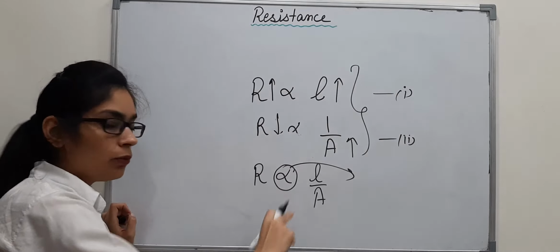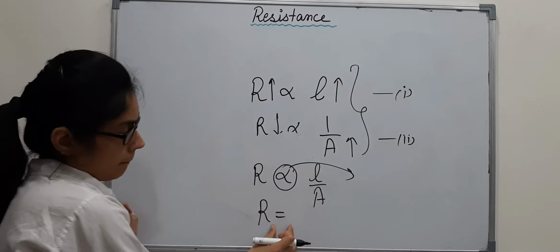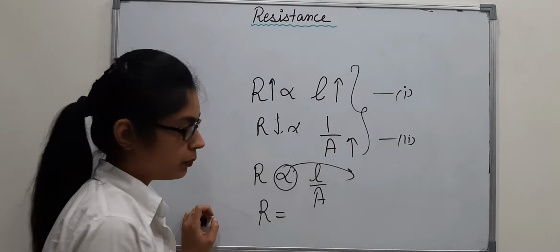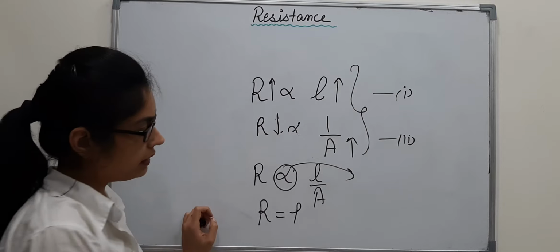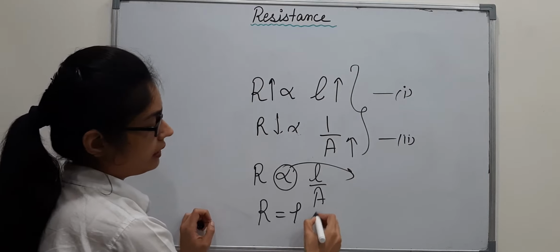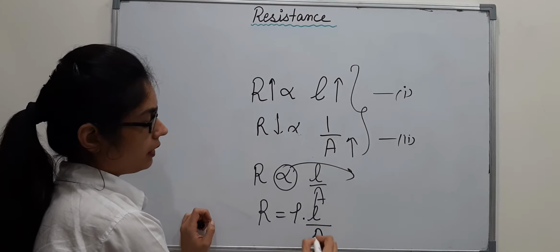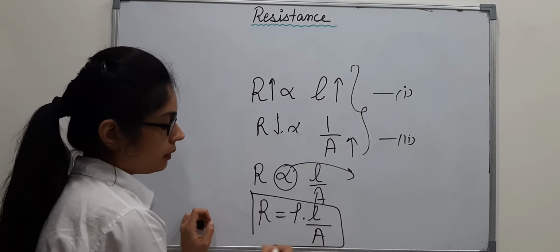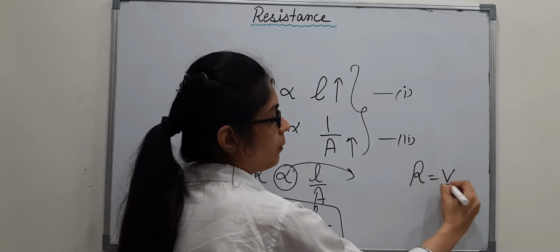So whenever we remove a sign of proportionality, we have to write one constant of proportionality. So here we will write rho. This rho is the constant of proportionality. So we will write resistance is equal to rho into L upon A. This is another formula of resistance. One formula we have already done, R is equal to V upon I.